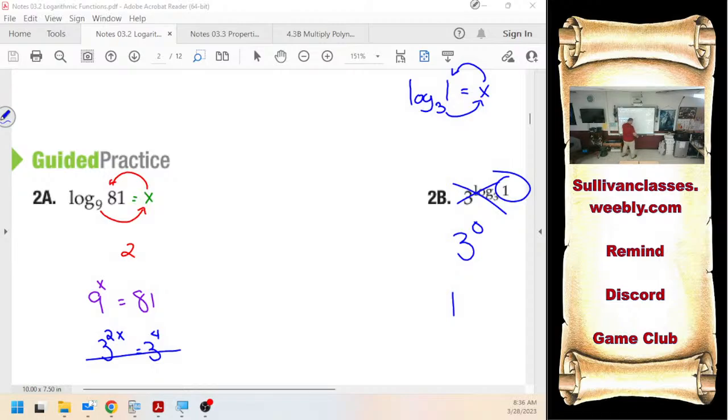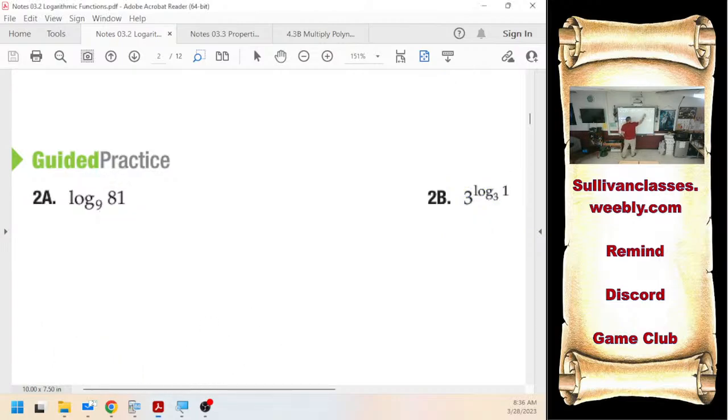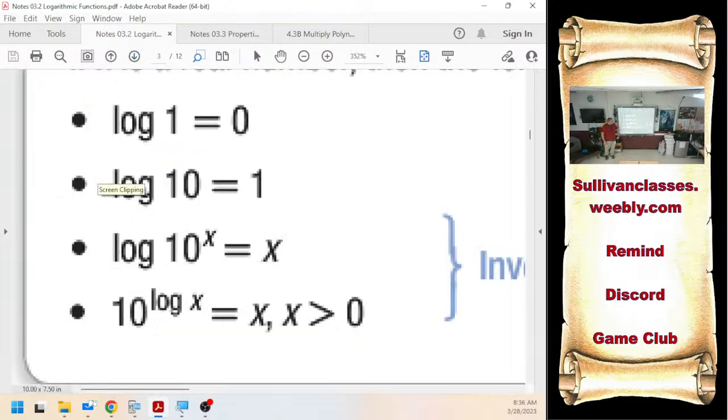They just cancel. Which allows me to do some really goofy ones, like I could say pi to the log base pi of square root of 7. Square root of 7. Okay? So, those are all properties of logs. We're just kind of sprinkling them in as we go. Here they are for real.